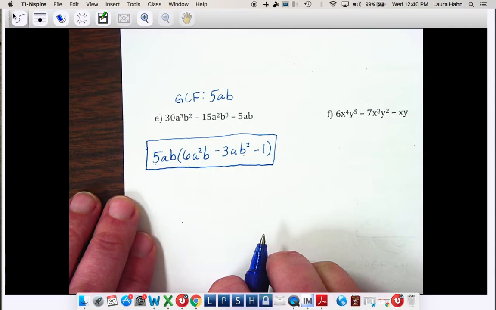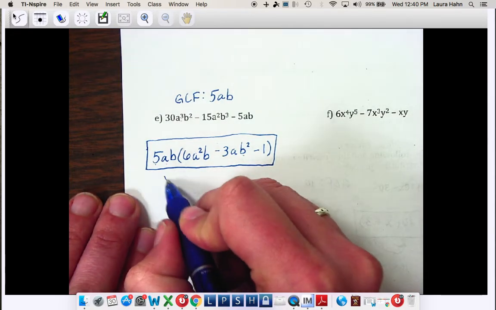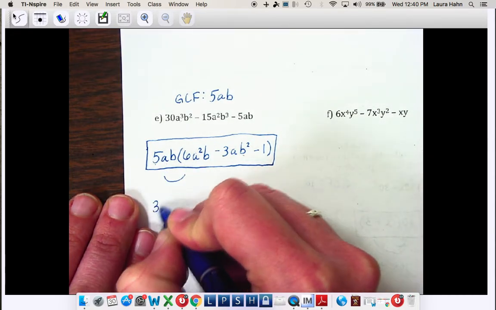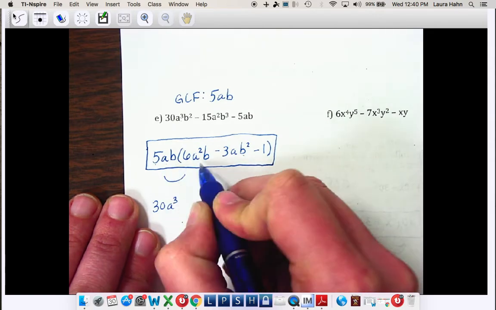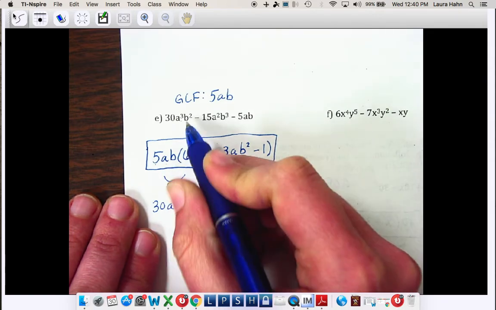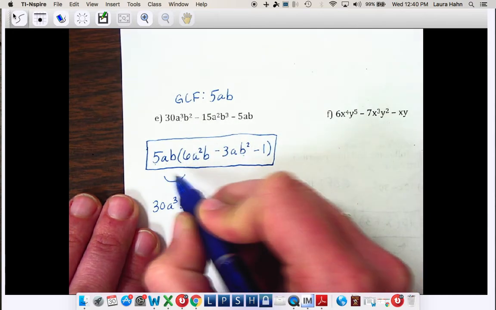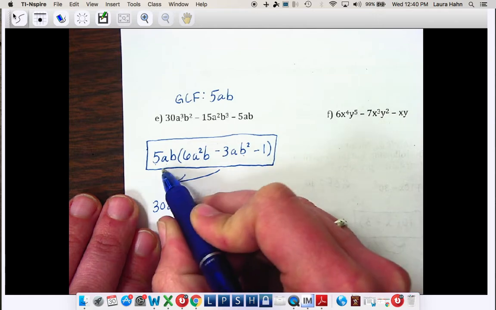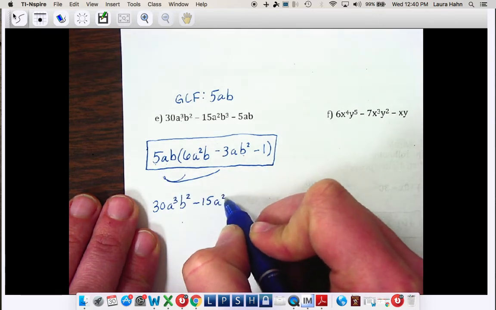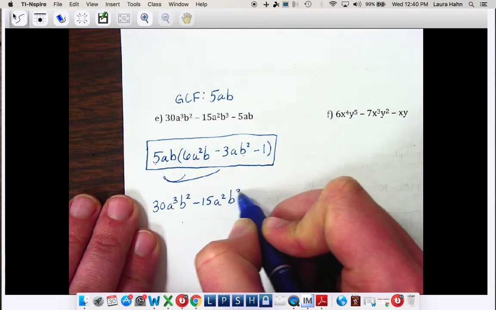All right, so let's distribute just to check ourselves. 5 times 6 is 30. A times A squared is A to the third. B times B is B squared. Boom, that matches. To the middle. 5 times negative 3 is negative 15. A times A is A squared. B times B squared is B to the third.